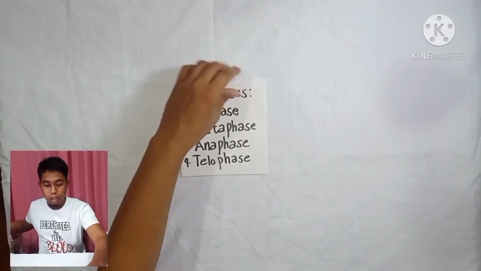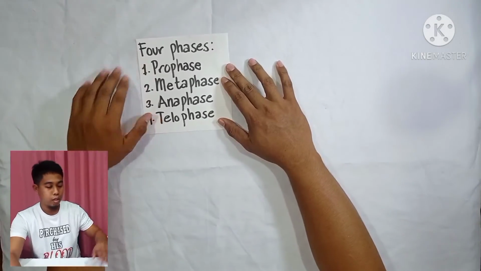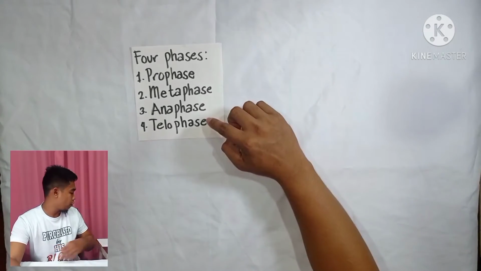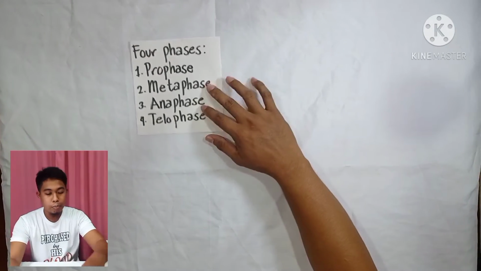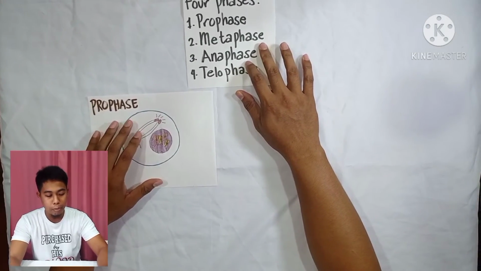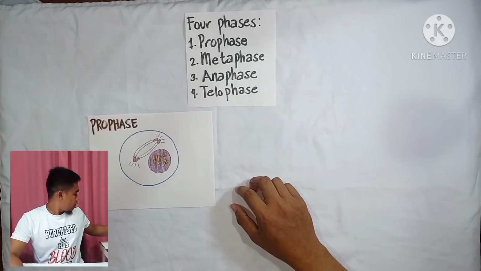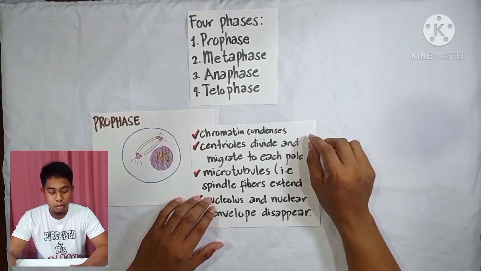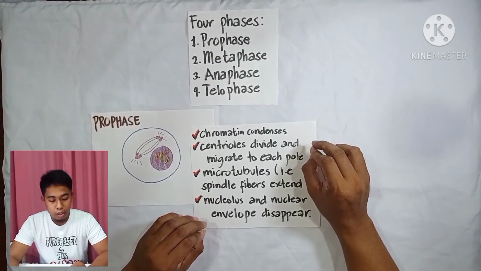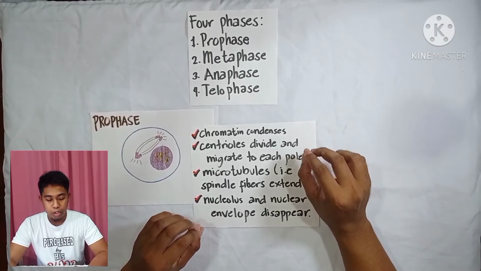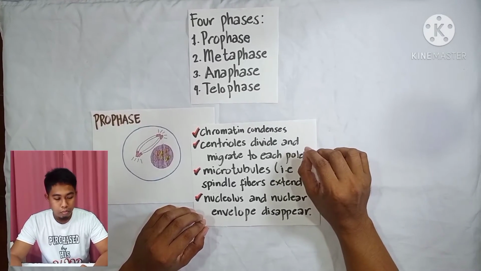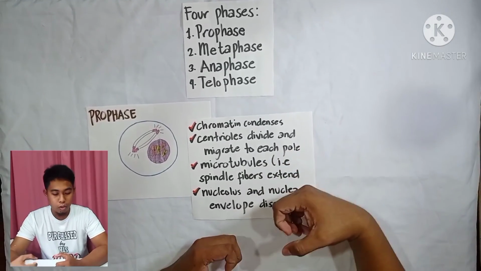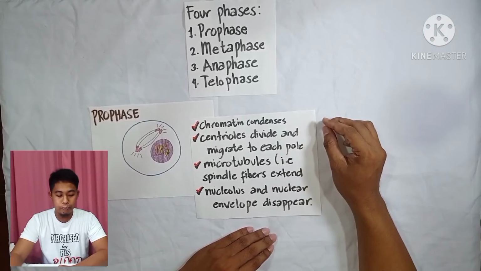Mitosis is divided into four phases: the prophase, the metaphase, the anaphase, and the telophase. In prophase, this is what happens. The chromatin condenses. As we all know, chromatin is a thread-like structure in the nucleus, but in mitosis it condenses and coils to form chromosomes.